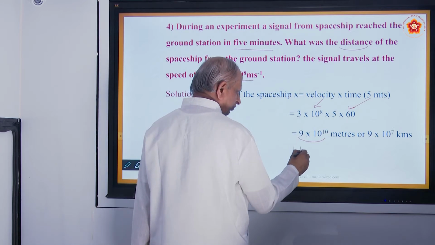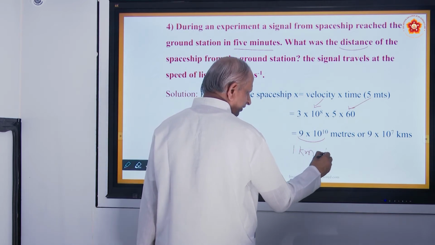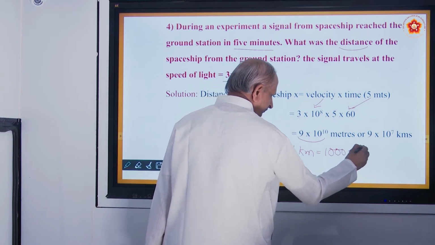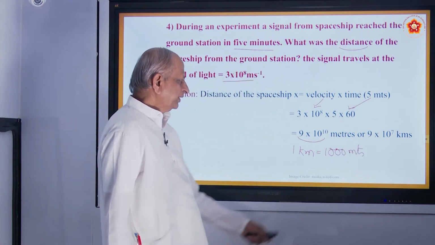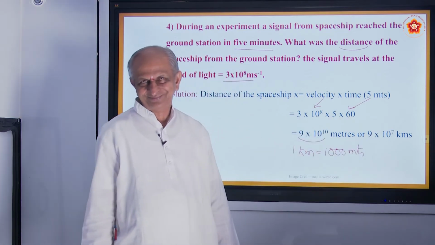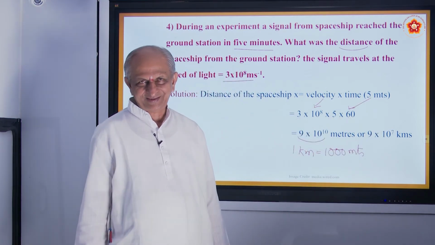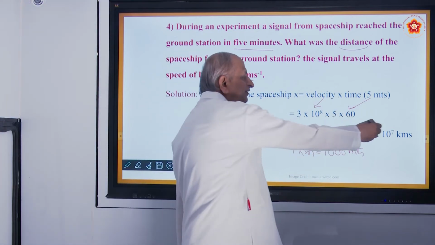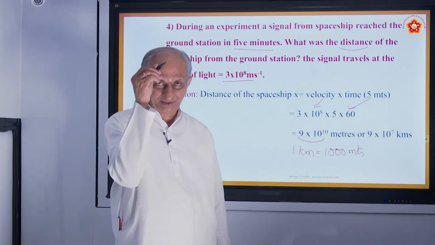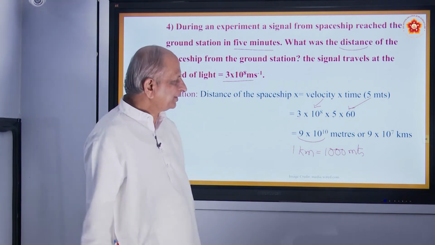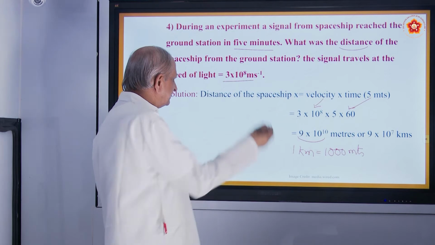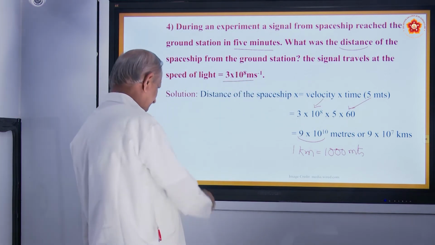1 kilometer is equal to how many? 1000. Okay, kilo means 1000. So you can also write it as 9 into 10 to the power of 7 kilometers. Is it not? So there will be 7 zeros: 9 followed by 7 zeros. So that much of kilometers of distance. The spaceship is there. It is approaching fast, and the signal will be sent to the earth.